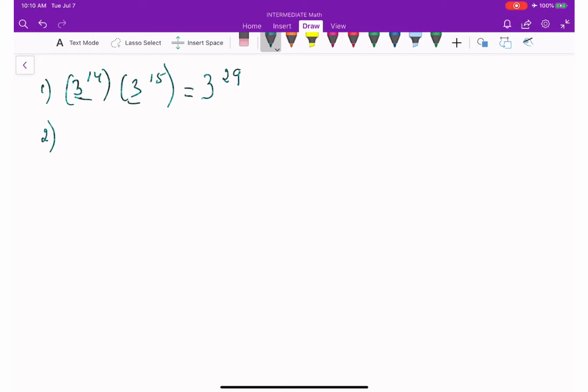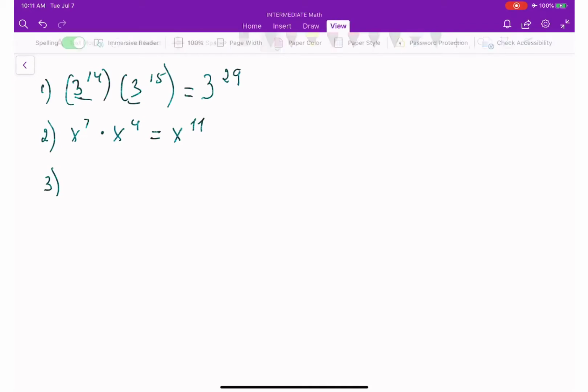x to the power 7 times x to the power 4 is equal to x to the power 11, 7 plus 4. So it's going to be x to the power 11.